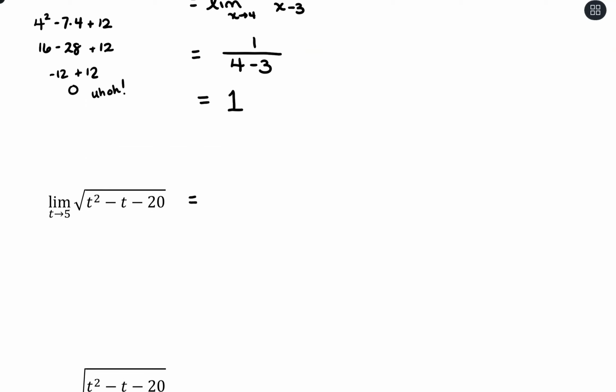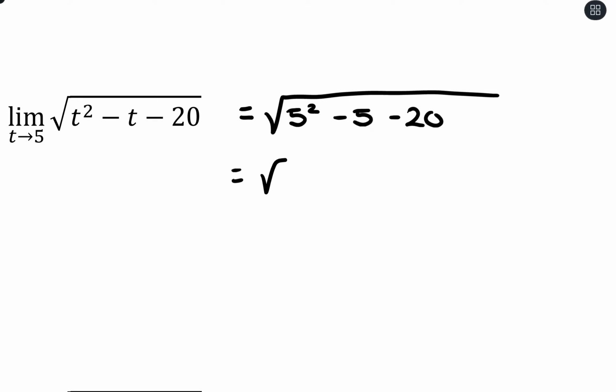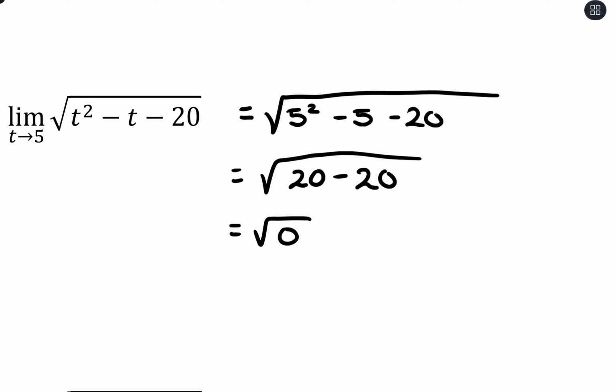Okay, in this case here, I'm going to try to plug in 5, and my only worry would be if this comes out to be negative underneath. So I'm going to have my square root, 5 squared minus 5 minus 20. So 25 minus 5 minus 20. So this is just going to be the square root of 0, which is defined as 0. So we're all good there.